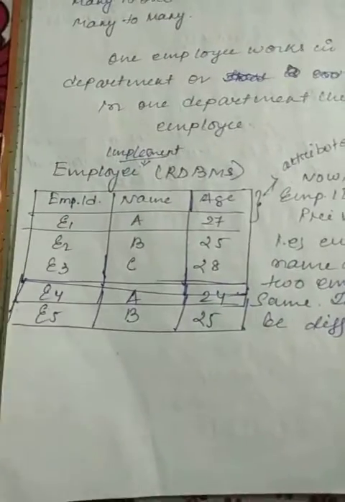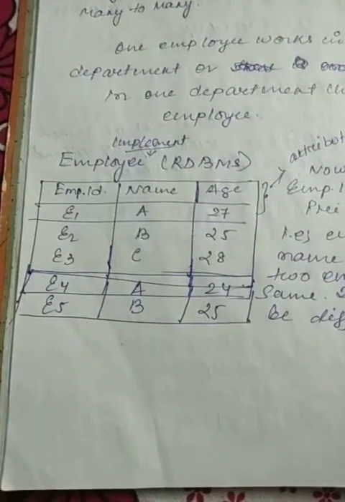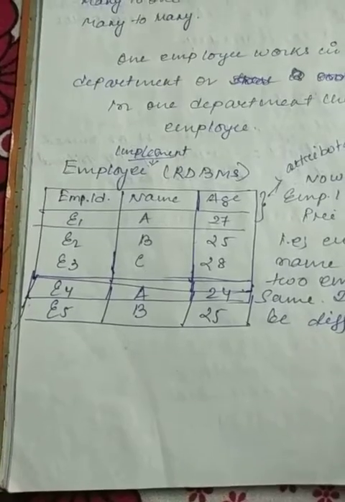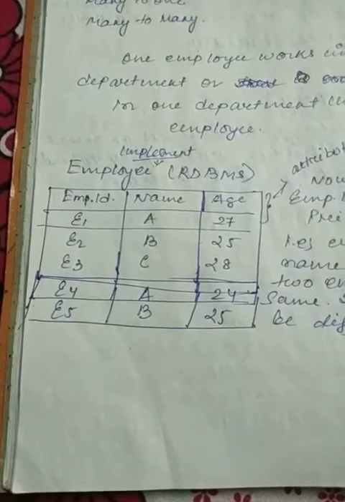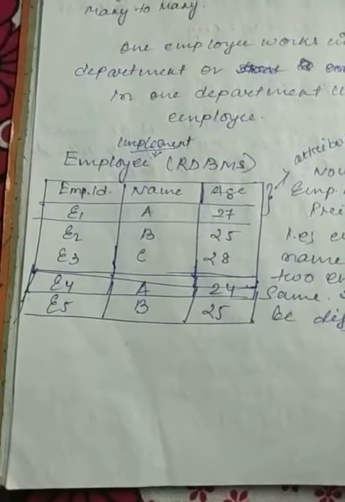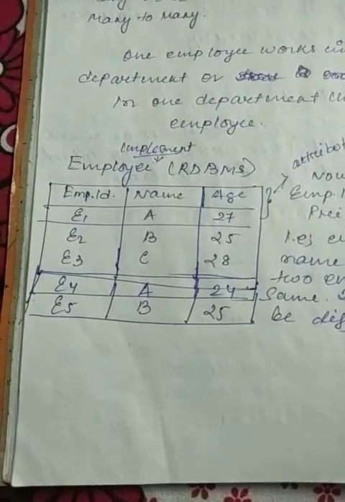So, in that case, the thing that will be unique or could be considered as a primary key is employee ID, okay, because employee ID is a primary key, so even if the name and age of two employees are the same, the ID will be different and we can easily identify a particular employee.